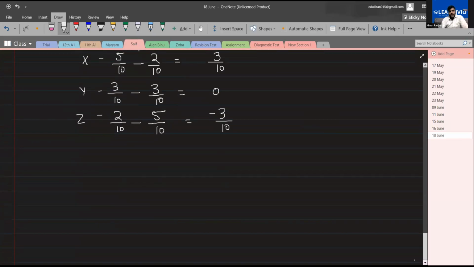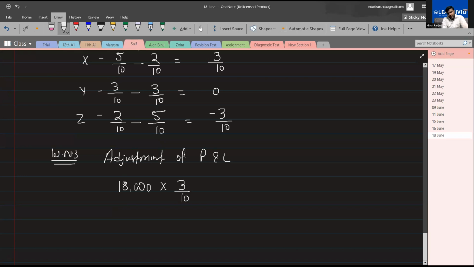After this, we have to multiply the profit or loss, so adjustment of profit and loss. 18,000 into 3 by 10. Actually, both are same, so I'm doing it only one time. But if in any case these three have separate sacrifice or gain, then you have to multiply 18,000 with all the sacrifice or gain separately. So it is 5,400.